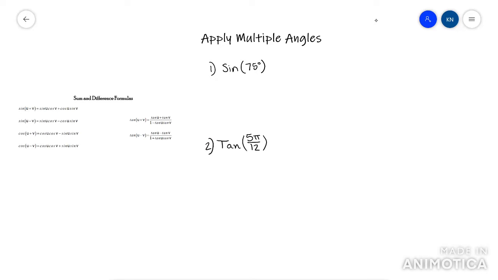All right, this video is going to be part 2 of multiple angles. This is going to be a video on why everything was so important in that last video, like how you would actually apply it. So let's get started. We're just going to do 2 quick examples.